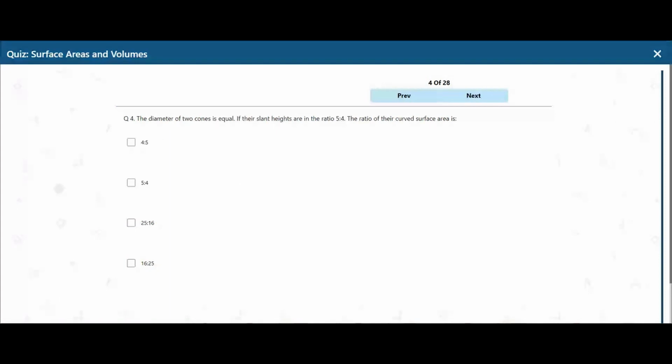Next is Bhumika. Yes, ma'am. The diameter of two cones is equal. Their slant height is in the ratio of 5:4. Ratio of their curved surface area.